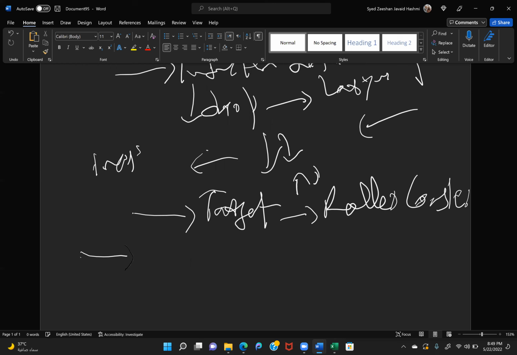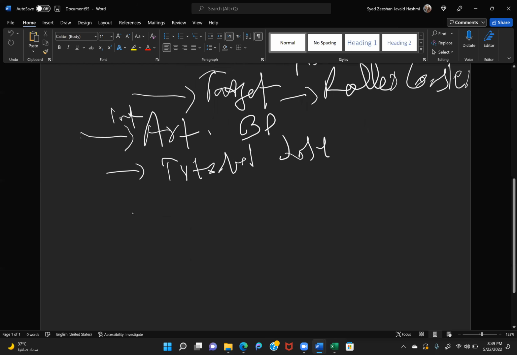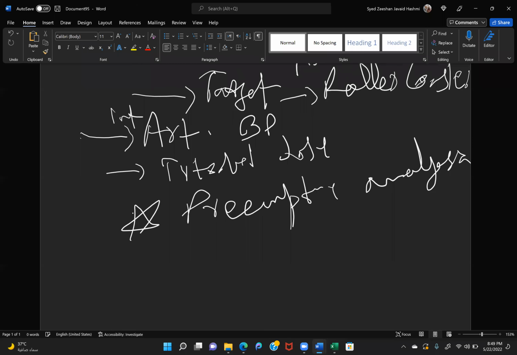So, you can also use intra-arterial blood pressure monitoring to avoid this, and you can use titrated doses. Another way to avoid it is to use preemptive analgesia. You can give paracetamol and NSAIDs. This will give you a cushion in between and you are maintaining the depth of anesthesia.